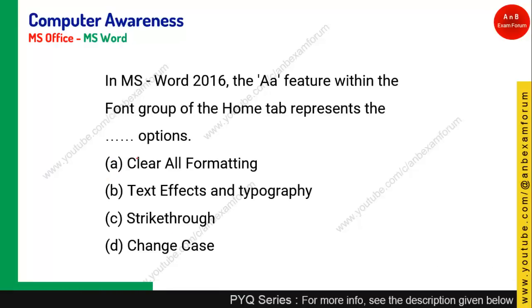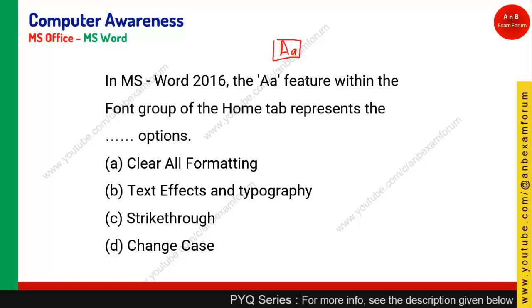In MS Word 2016, the AA feature. If you go to the home tab, you will find this AA button there. So what does this AA represent? As this button itself says that this is capital and this is small, so it will basically change the case. What is case? There are two cases basically.